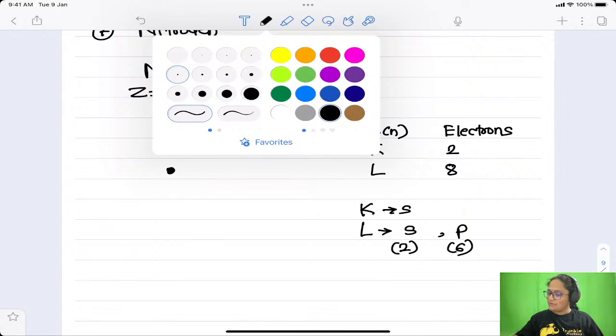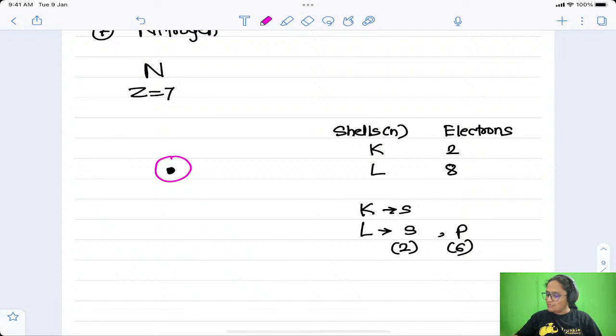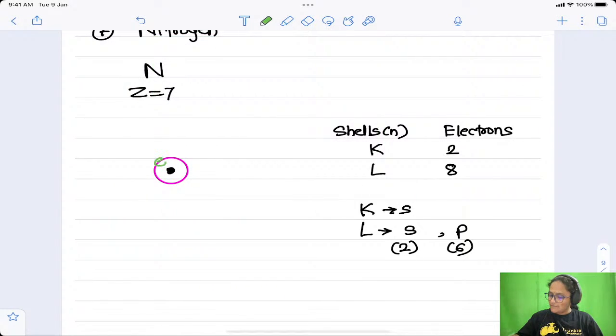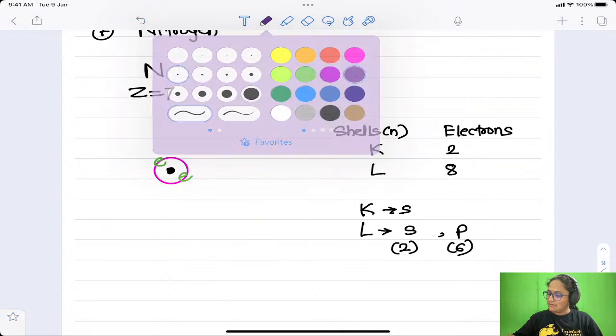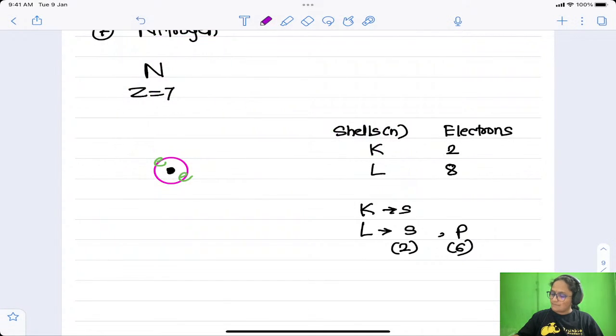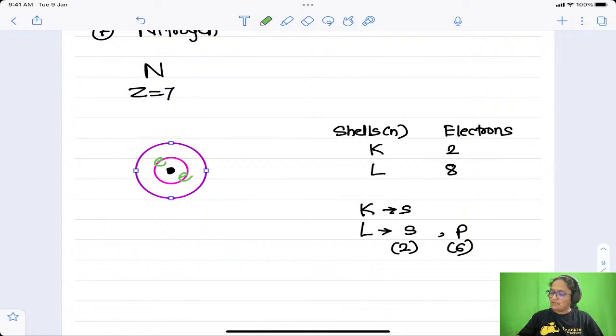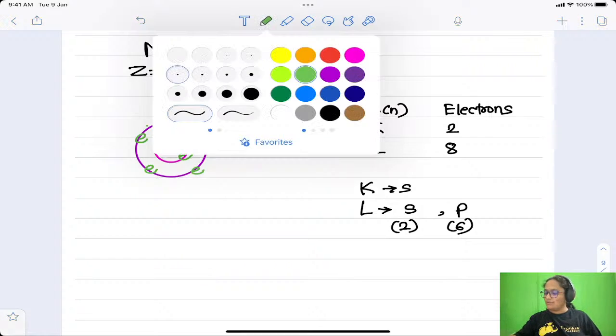Okay, then first of all 2 electrons of nitrogen will enter in the K shell like this. Then the remaining 5 electrons are going to enter in the next shell. 1, 2, 3, 4, 5. Right? Now let us see the electron configuration.